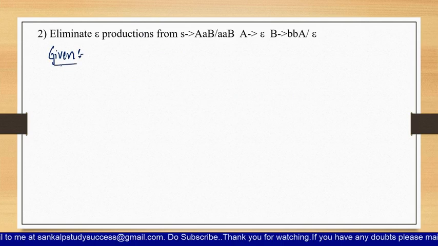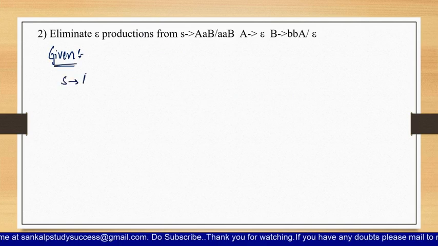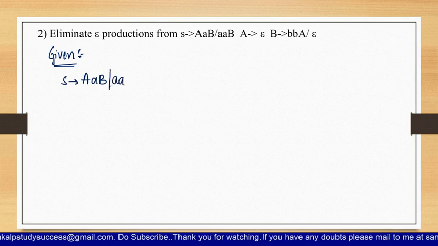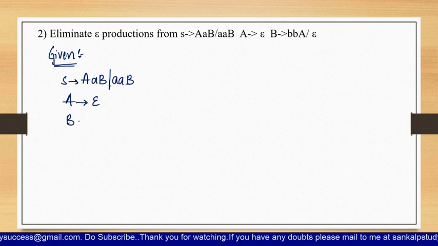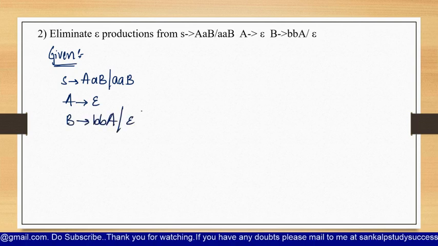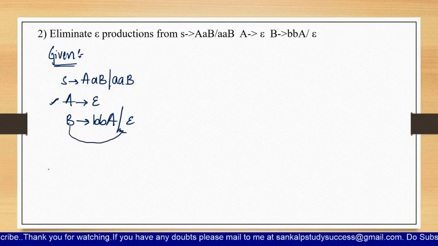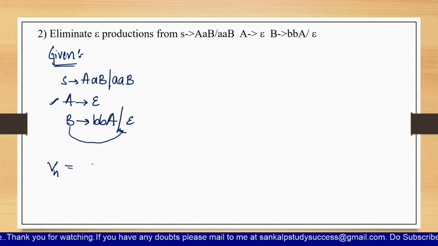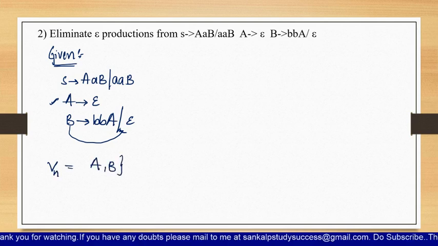Let us write the given data. S tends to capital A, small a, capital B, or AAB, and also A tends to epsilon, and also B tends to BBA or epsilon. So if you carefully observe, here there is a production A tends to epsilon and there is another production B tends to epsilon also. So our nullable variables will become A comma B.